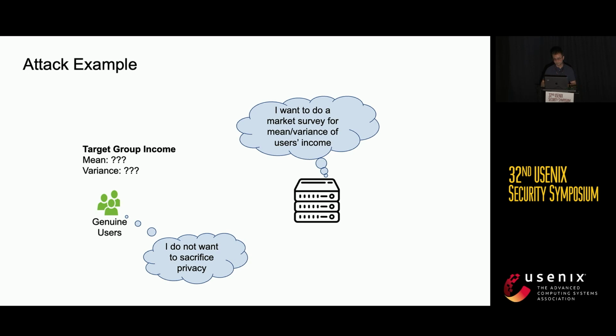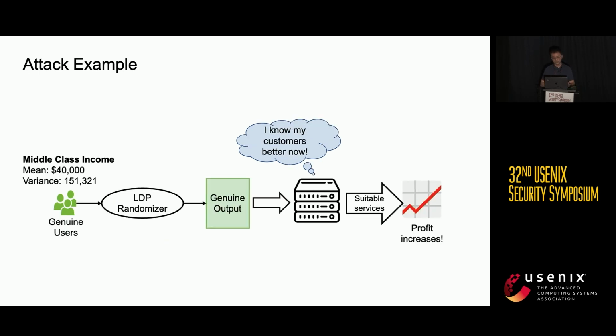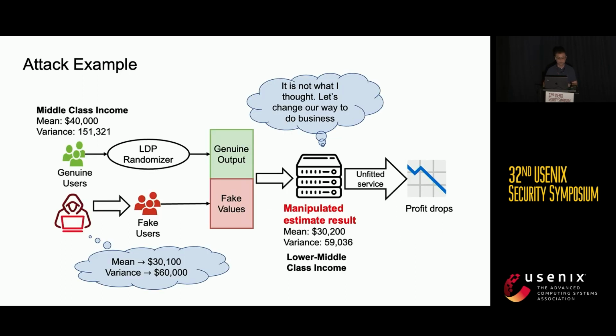So with LDP, if everything goes well, the individual user privacy can be protected, and the data collector can get all the desired information, right? But if there exists an attacker, like in our attack, the attacker can manipulate the result. He can set the target mean to some different number, and then in the end he can control the result.